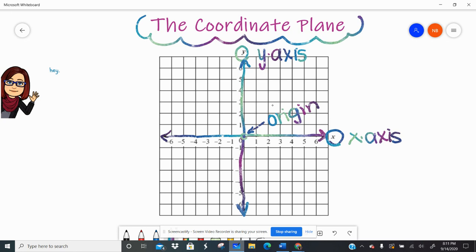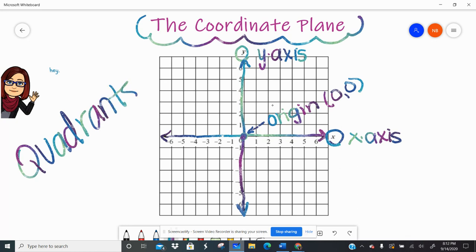So y, long and lean, top to bottom, or think y to the sky. When these two axes intersect at this common point, the origin, which by the way has an ordered pair of 0, 0, right? It creates these four sections. We call those quadrants. There are four quadrants, and we label them with Roman numerals. We start in this upper right-hand corner, and then we make a C for coordinate plane, and it goes quadrant 1, quadrant 2, quadrant 3, and over here, quadrant 4. So those are the parts of the coordinate plane.